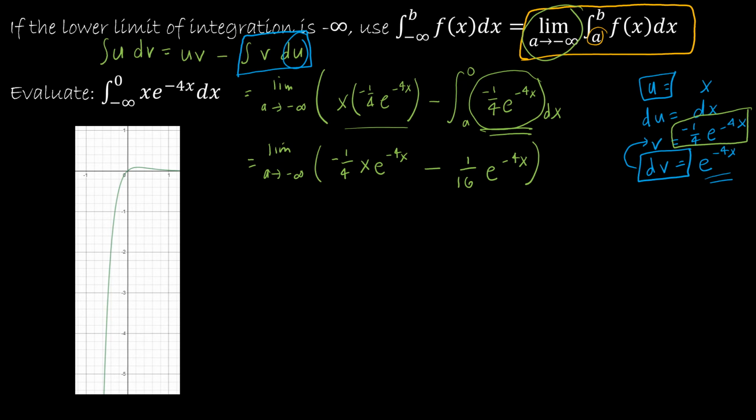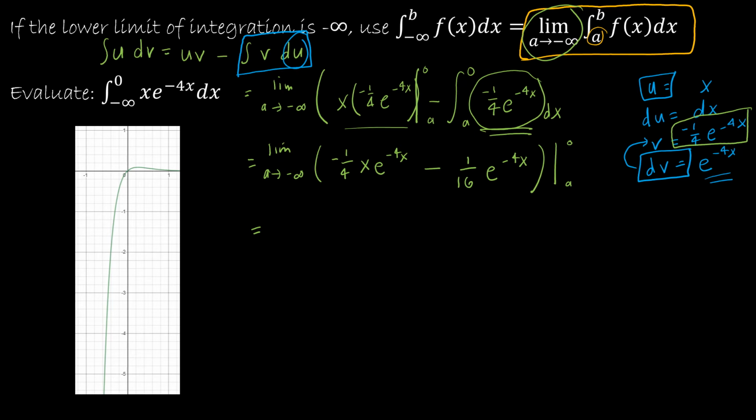And I forgot one thing here. This guy should be from a to 0, and then now all of this is from a to 0. So I now am going to start evaluating. And you could do some simplification on this, it's completely up to you.